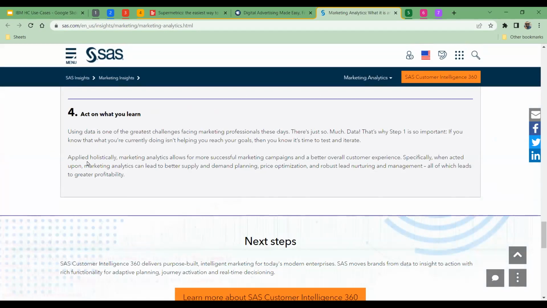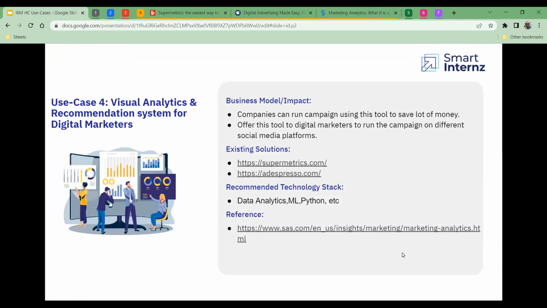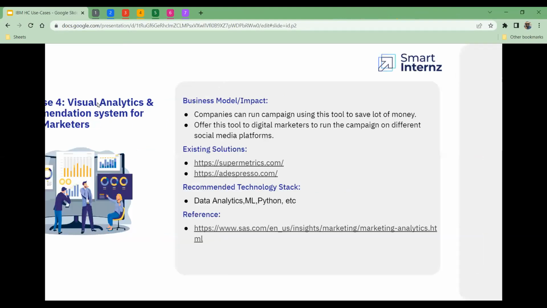So I suggest you all go to the references and the existing solutions that we have given and try to understand more about the problem statement, so that you can build a good, unique product that we can push to the public, okay. That's my suggestion. Explore more, understand more, and try to implement what you have learned. So that's about use case 4, okay. Let's see the next use case.